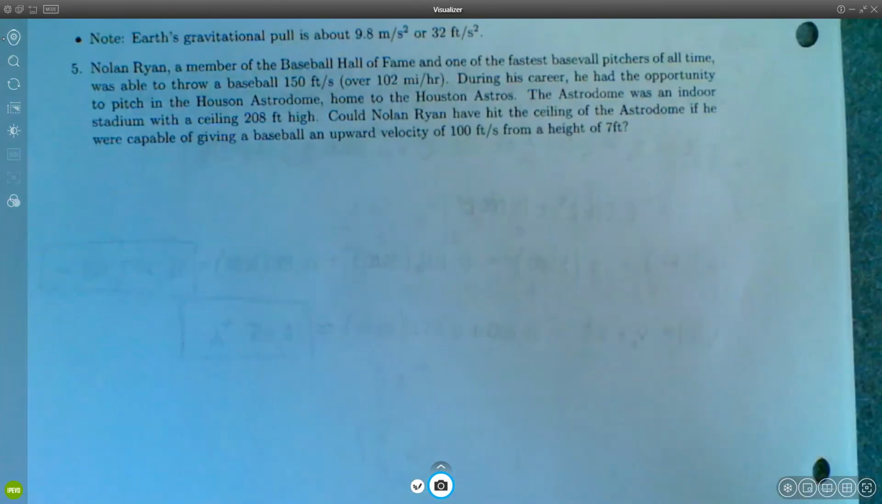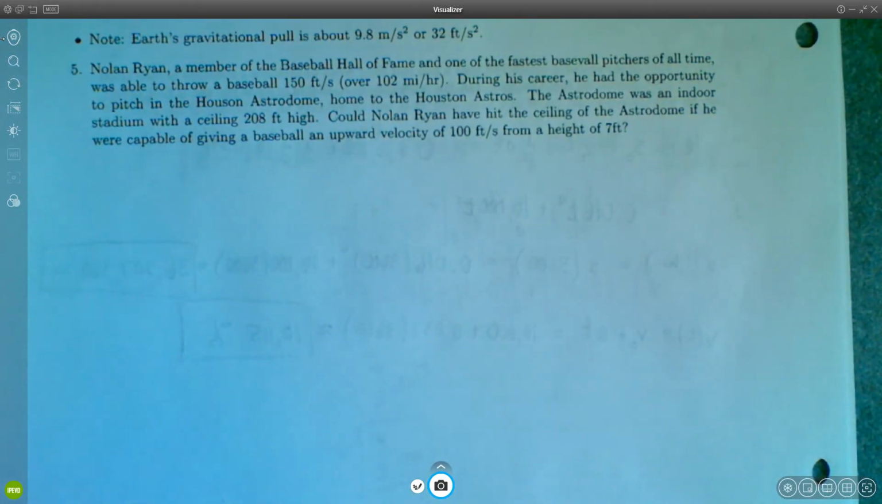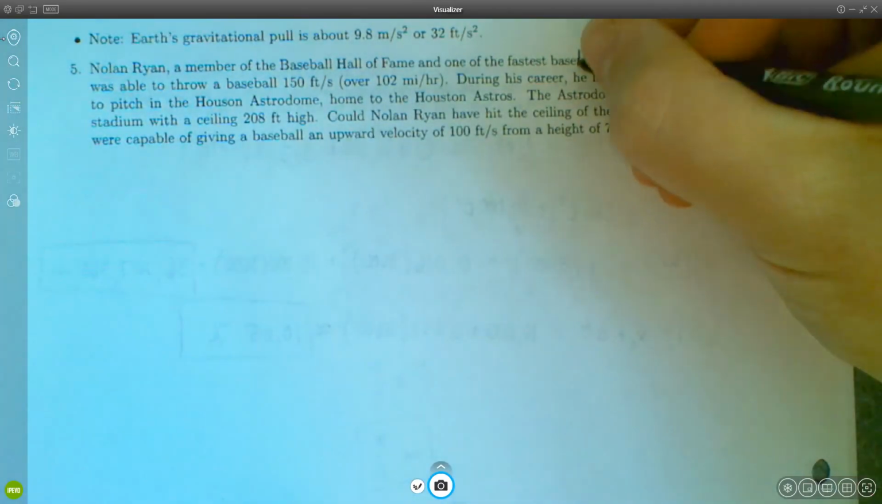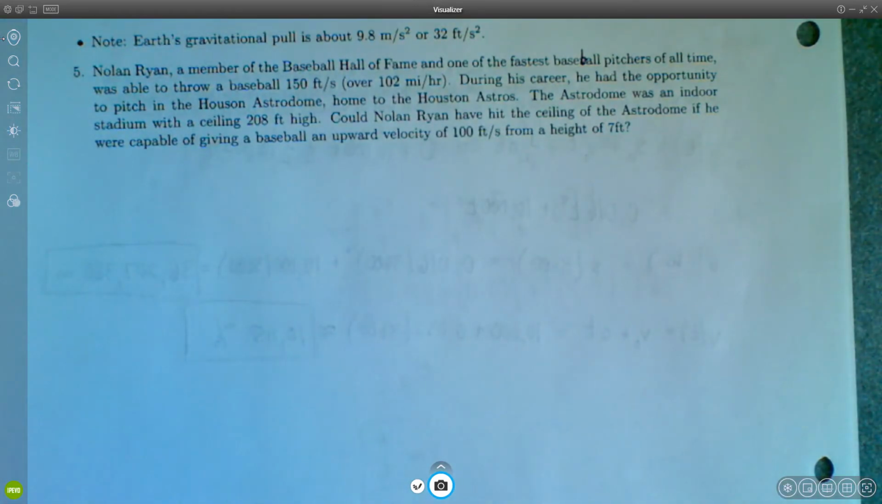It says Nolan Ryan, a member of the Baseball Hall of Fame and one of the fastest baseball pitchers of all time, that should say baseball, was able to throw a baseball 150 feet per second. That's in miles per hour, that would be over 102 miles per hour, right? So that's really fast. During his career, he had the opportunity to pitch in the Houston Astrodome, home to the Houston Astros. The Astrodome was an indoor stadium with a ceiling 208 feet high.